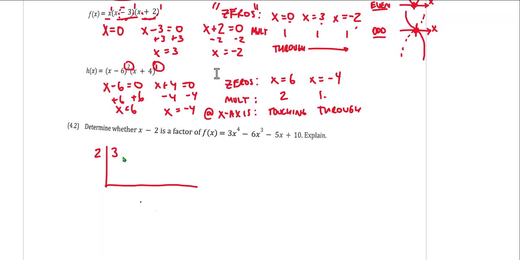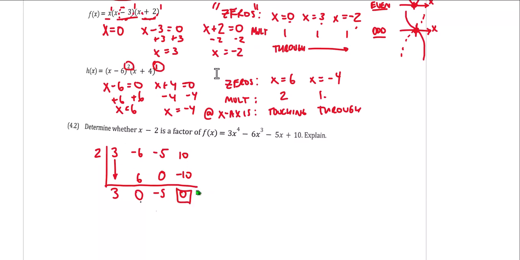So let's do that. We've got a 3, we've got a negative 6, we've got a negative 5, we've got a 10. We're going to drop the 3. 2 times 3 is 6. Negative 6 plus 6 is 0. 2 times 0 is 0. Negative 5 plus 0 is negative 5. 2 times negative 5 is negative 10. 10 plus negative 10 is 0.